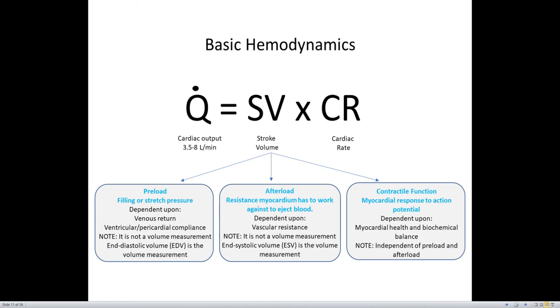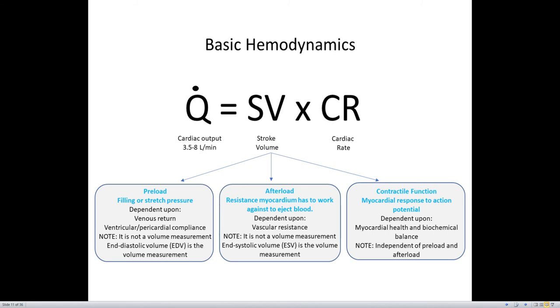Stroke volume is the amount of volume ejected with each beat. And stroke volume is very, very dependent upon 3 major factors: preload, afterload, and contractile function. Preload is the filling pressure. So it's how the myocardium expands and accepts volume and the pressure that's generated during that process. It's very dependent upon venous return, and it's also very dependent upon ventricular and pericardial compliance. So the myocardium and the pericardium have to be able to stretch and expand to accept that volume.